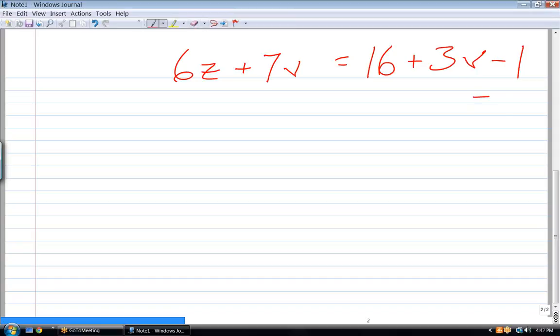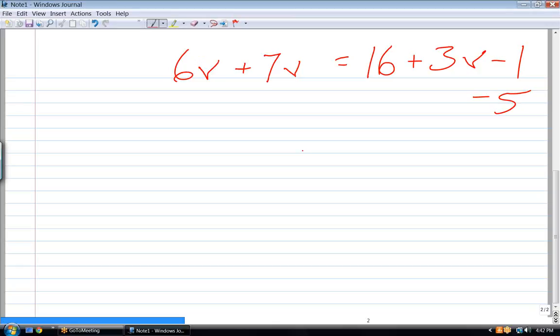So the next one is 6v plus 7v equals 16 plus 3v minus 1 minus 5. Is this a z of v? Yeah. Okay.